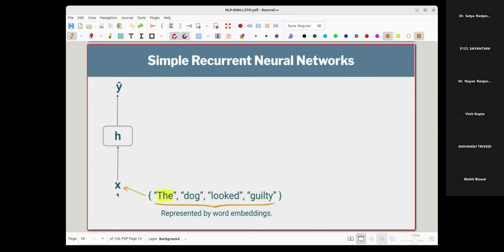If it is independently processed, that means the relationship of a word with the previous word cannot be captured. Dog is processed independently, and it gives some output. Before dog the word is "the"; before looked the words are "the dog"; and before guilty there are three words, "the dog looked". So when you process guilty in a simple neural network, these three things are not there. Only guilty is processed independently. That means the word order is missing, and the context is also missing.